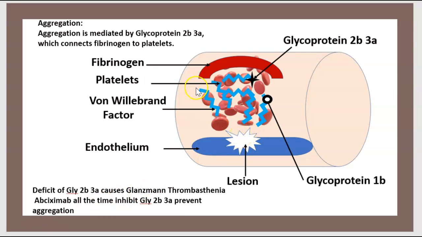Aggregation is mediated by glycoprotein 2b3a. This is the glycoprotein 2b3a which connects the fibrinogen to the platelet. There is a platelet here and there is fibrinogen, and glycoprotein 2b3a connects the fibrinogen to the platelet. If there is a deficit in this protein, glycoprotein 2b3a, that causes Glanzmann thrombasthenia. We know also that apixaban inhibits glycoprotein 2b3a and prevents aggregation.